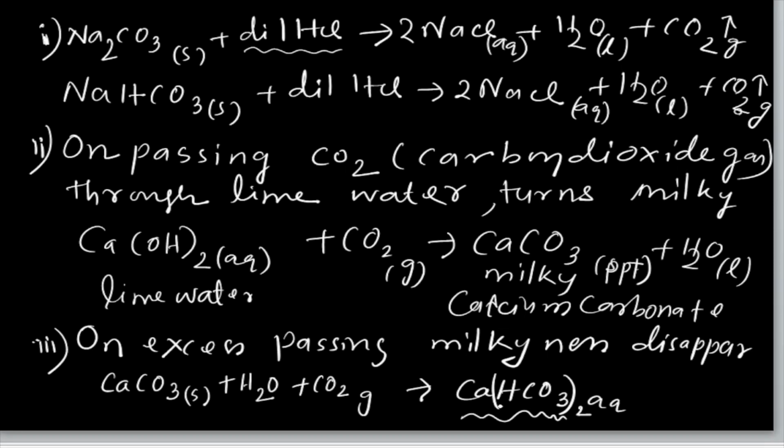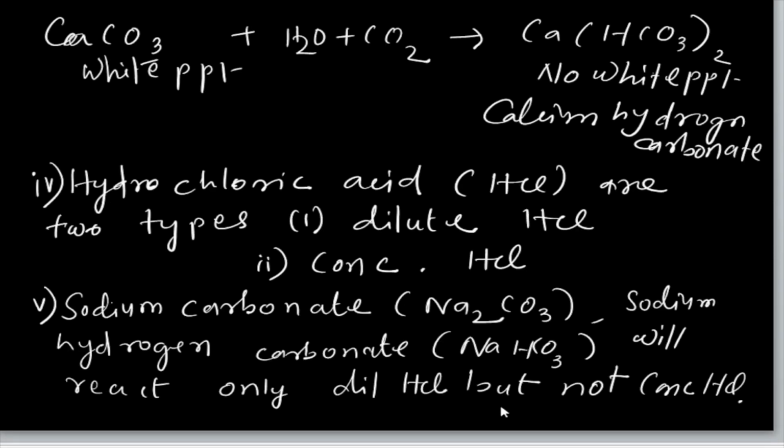Now next, if you pass a large excess amount of carbon dioxide through calcium carbonate, what happens? You can observe that calcium carbonate, a white precipitate, on excess carbon dioxide and water forms calcium hydrogen carbonate, or calcium bicarbonate, which is not a precipitate. It is soluble in water, a clear solution. So this is called calcium hydrogen carbonate.